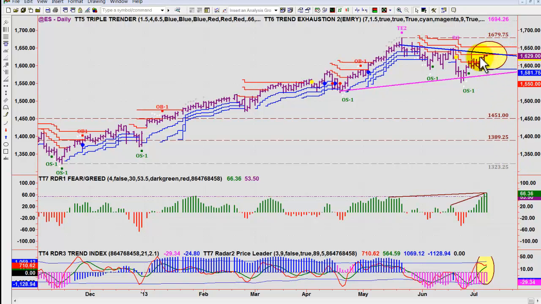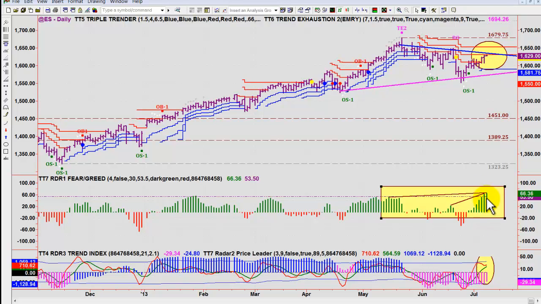However, on this chart I can see that the triple trender is bearish, and you can see we're setting up some bearish pullback divergences here in Radar 1 Fear Greed. I have my alert line on the Radar 1 set at this previous high of about 53.50. The most recent Fear Greed is 66.36. So we're making higher highs on the oscillator while making lower highs on the price. That's indicative of a pullback divergence.